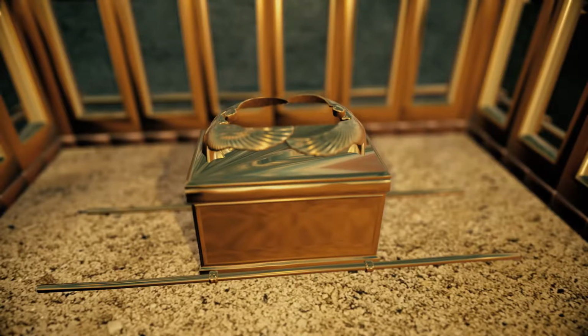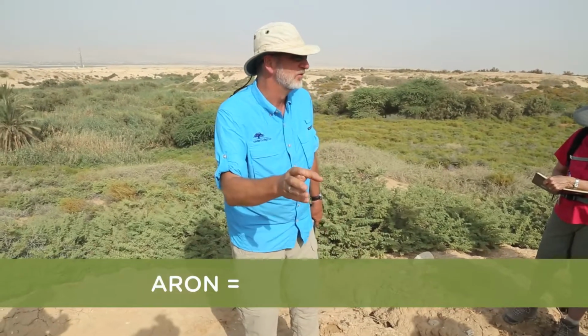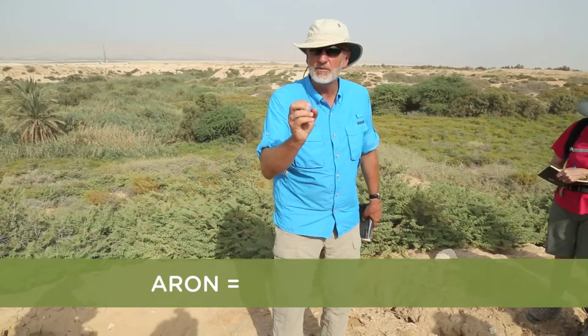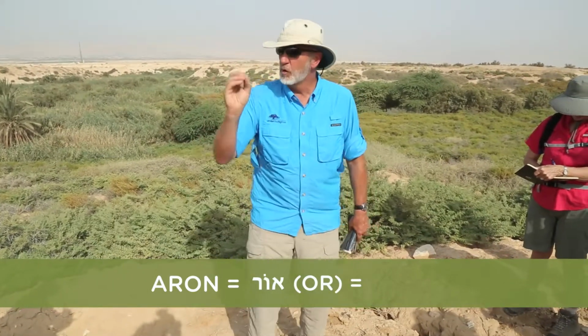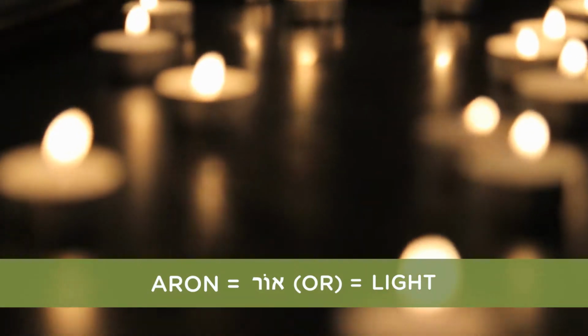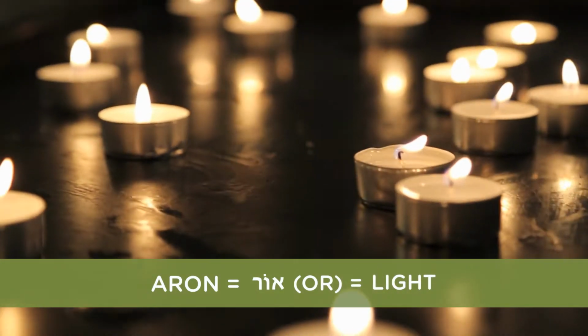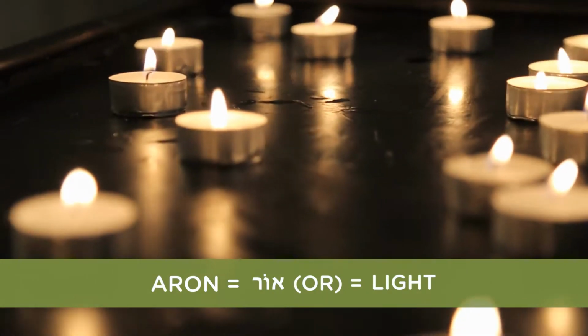Now, in Hebrew, the Ark of the Covenant is called Aron. Say Aron. Aron comes from the Hebrew word or. Say or. The Hebrew word or means light. So when God said, let there be light, he said, let there be or. Let there be light.